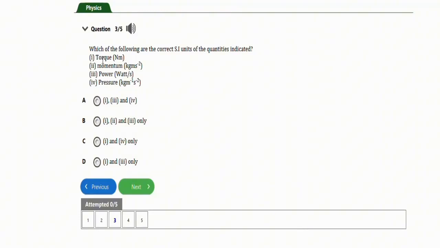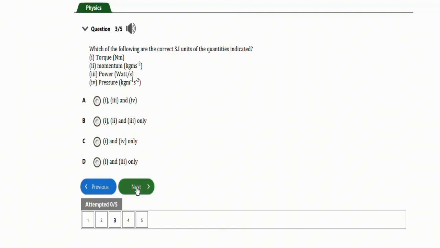So basically, from the options we have, the correct option for this question will be option C, which is I and IV. The unit of torque is Newton meter, and for pressure, the unit can be this, though pressure has a standard unit to be Pascal, but this can also serve as kilogram per meter per second square. Alright, so the correct option is option C. That's it for this question.